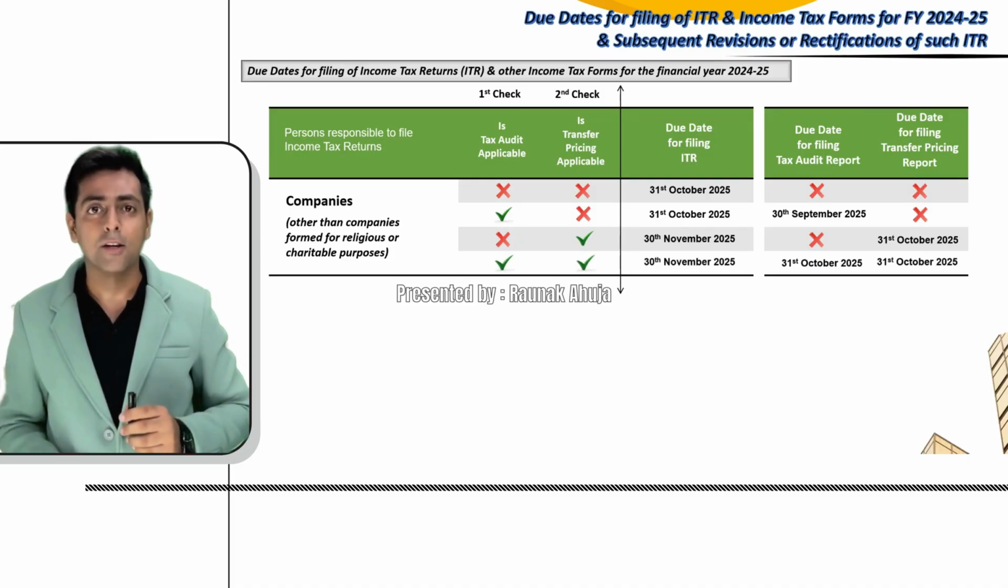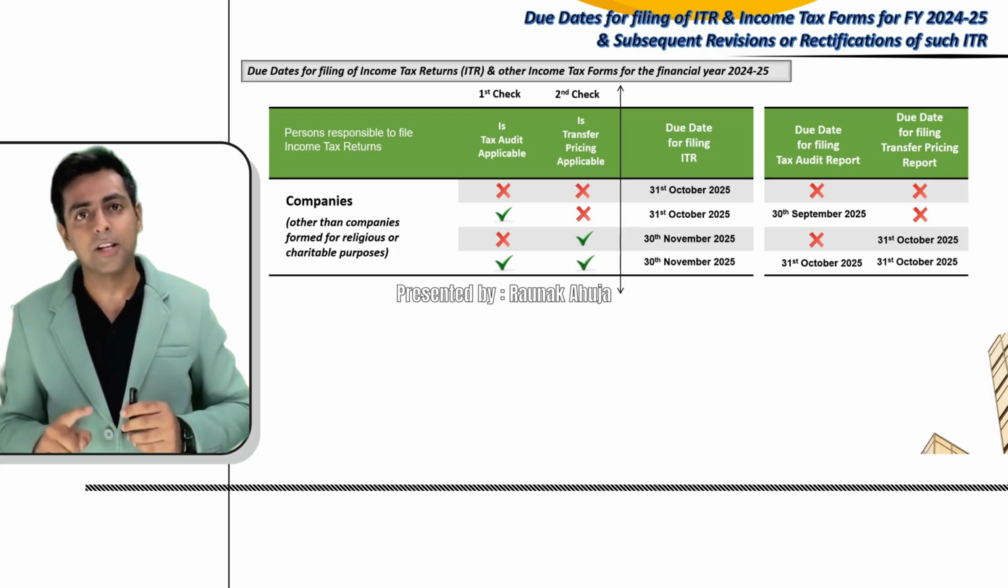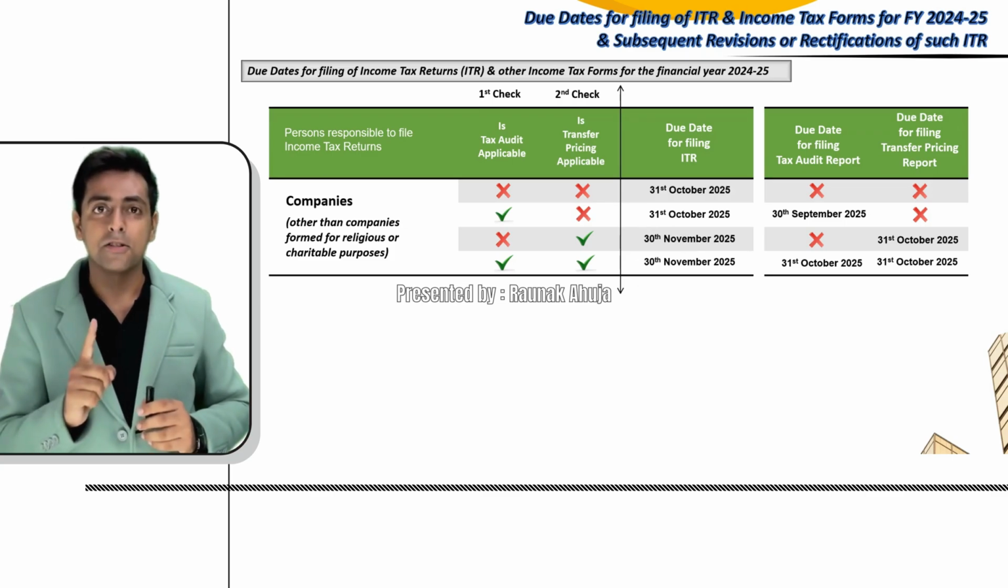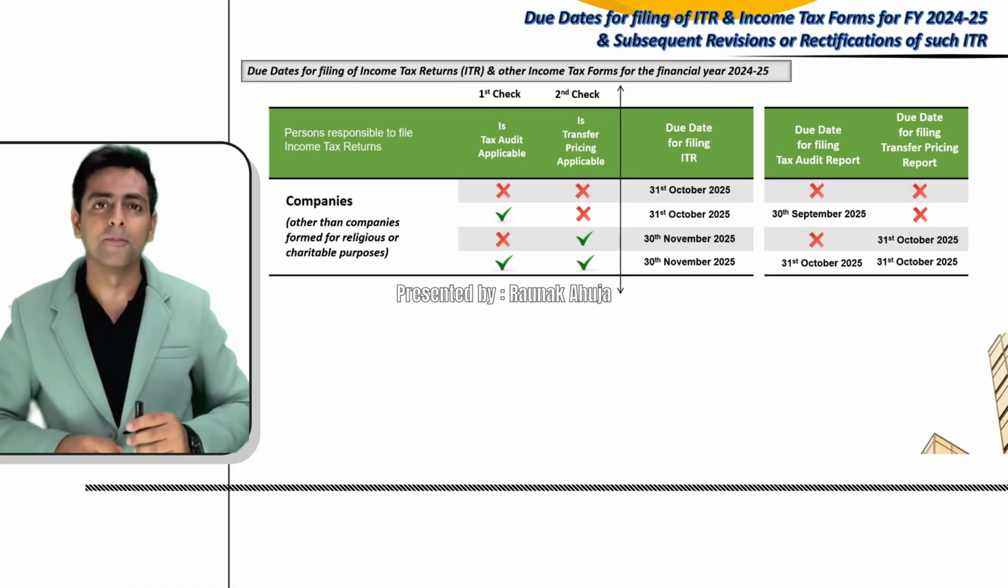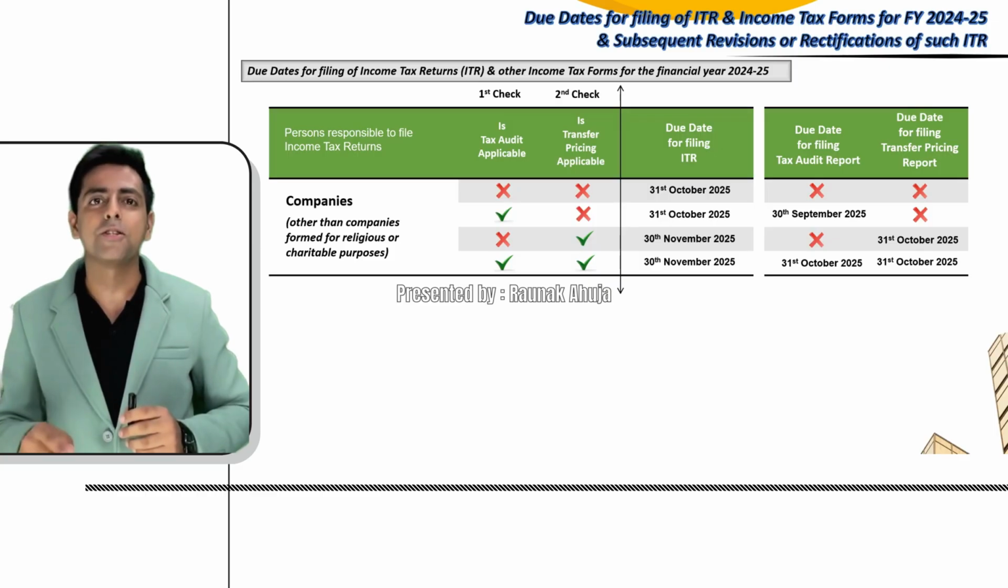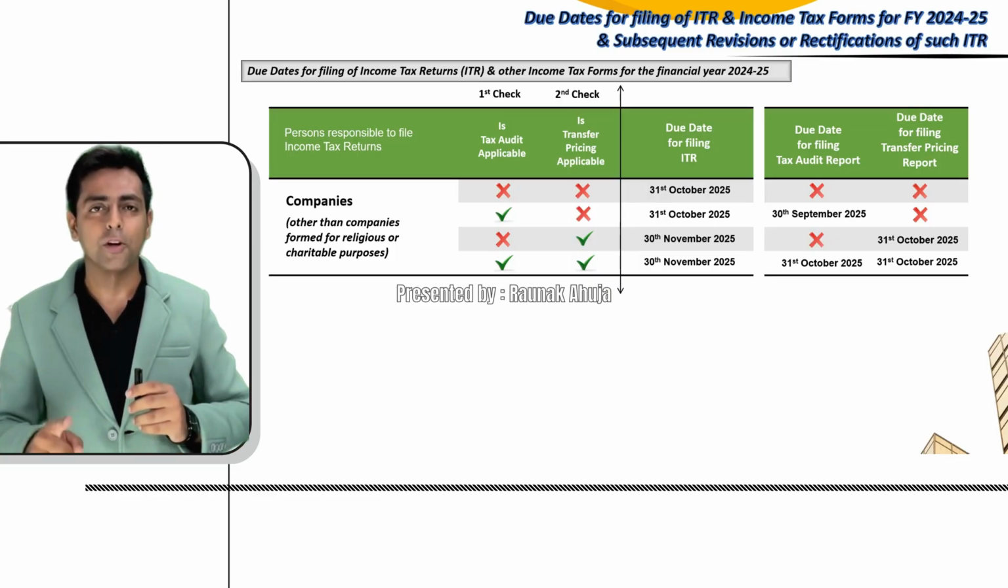In the fourth case, where both the tax audit and the transfer pricing are applicable, then in such a case, the ITR will have to be filed by the 30th of November. And both these reports will have to be filed by the 31st of October.